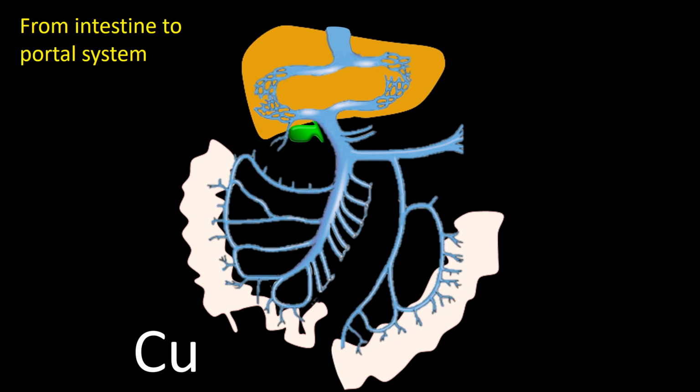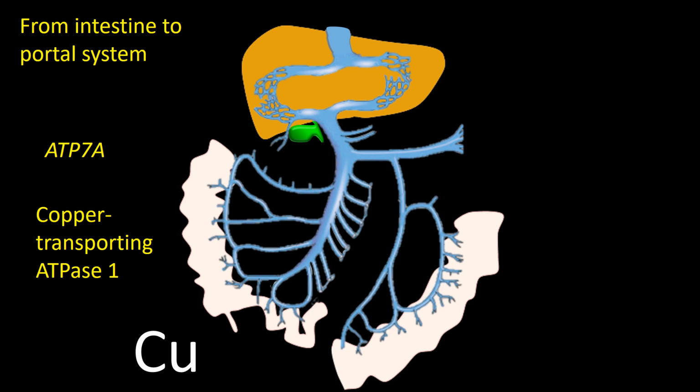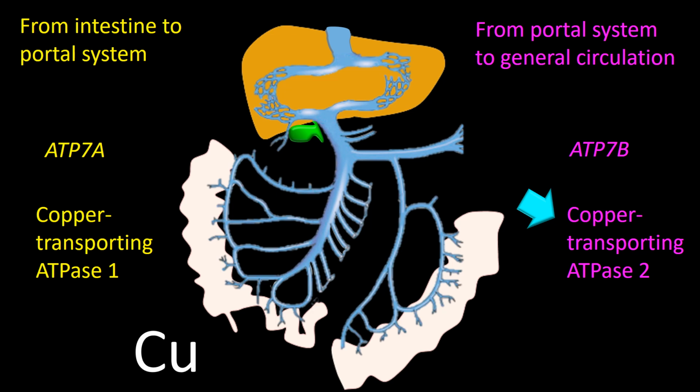From the intestine cells, with the help of copper transporting ATPase1, a protein produced by a gene called ATP7A, copper enters the portal circulation and is delivered to the liver. In the liver, with the help of copper transporting ATPase2, a protein produced by a gene called ATP7B, copper is either sent to the general circulation or excreted in the bile. I will explain this in more detail in the next few frames.